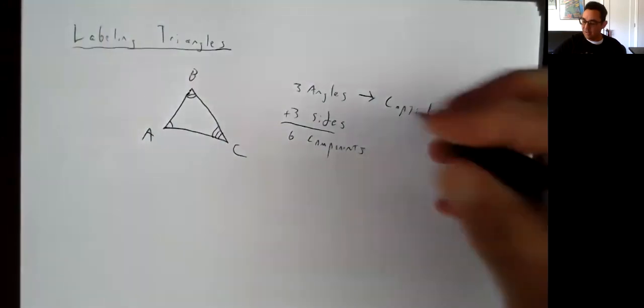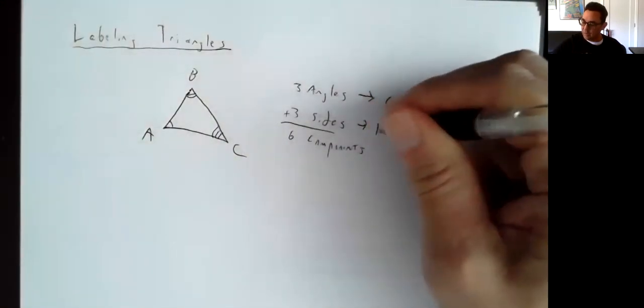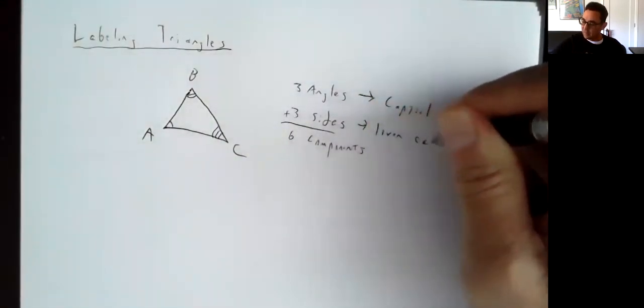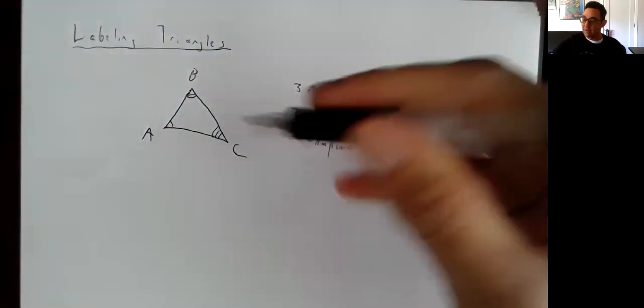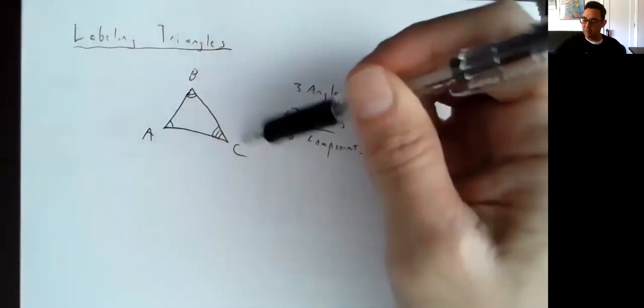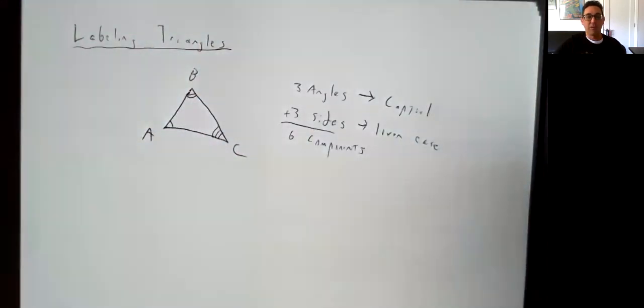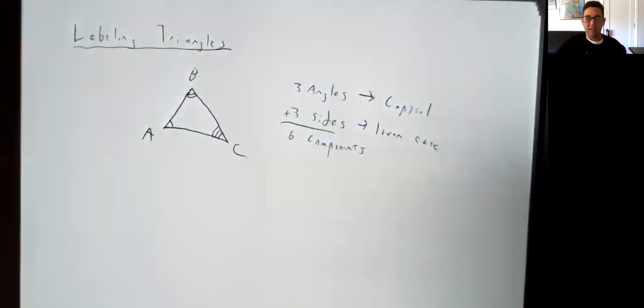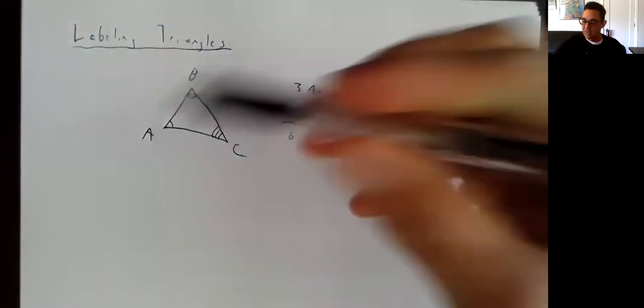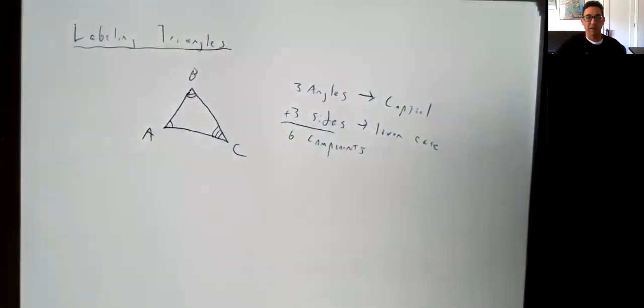Now the sides are done by lowercase letters. So you're going to use a lowercase a. Whatever letters you use for the angles, you use their lowercase versions for the sides. So if I have a triangle with A, B, and C, then my sides are also going to be a, b, and c, but the lowercase version. If this was P, Q, R, then my sides are going to be p, q, and r, the lowercase version.